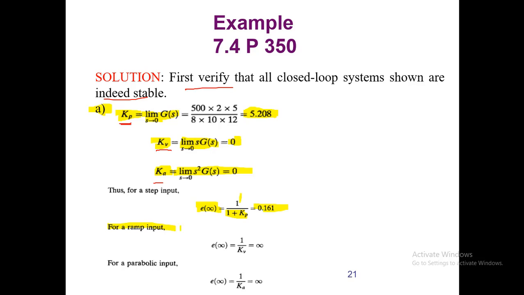If you apply ramp input, now you see these things are very much easier as compared to the previous ones. You have found out the values of Kp, Kv and Ka. Now you are just putting them in the formula. For ramp input, the system steady state error will be 1 over Kv, and you know that Kv is equal to 0, so the error will be infinity. Similarly, for a parabolic input, the system steady state error will be 1 divided by Ka, and this Ka is nothing but 0, so the value turns out to be infinity as well.